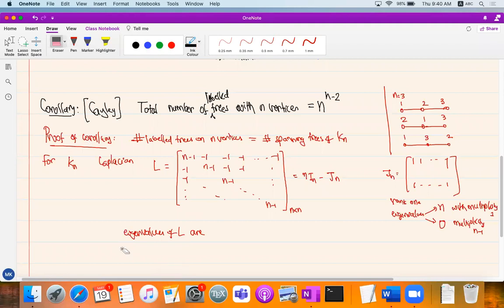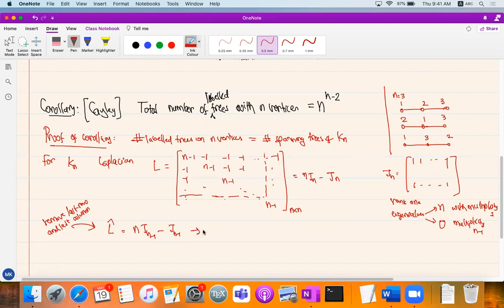But eigenvalues of L are not what I want. I want eigenvalues of L hat, right? So that is important. I forgot. So L hat will be, you just take the top part of it. Which becomes n times identity (n minus 1) minus J (n minus 1), right? If I just take, let's say, remove last row, last column. Then we get this one.